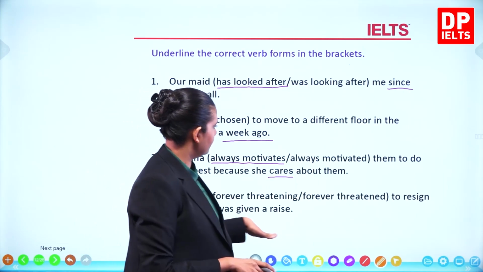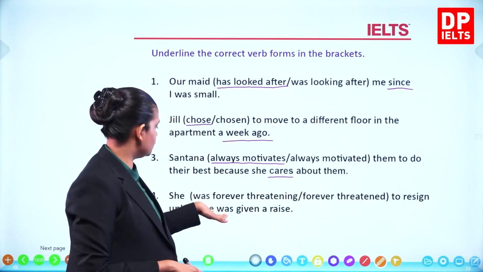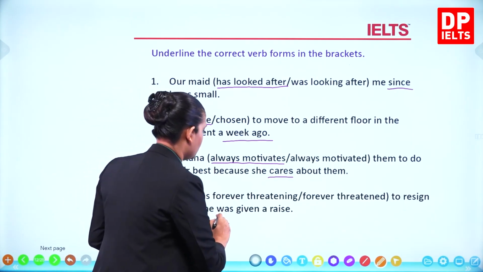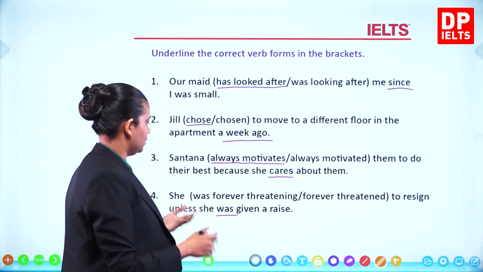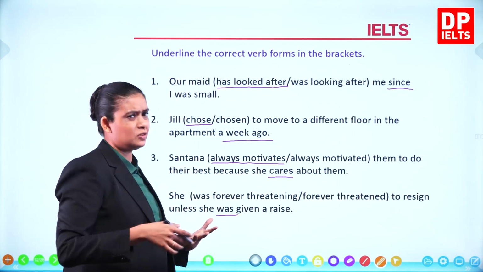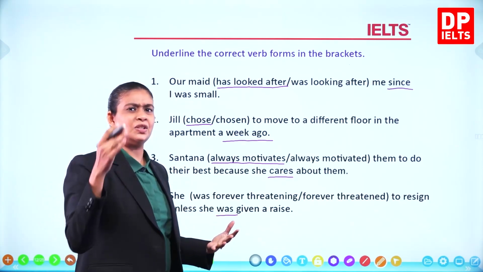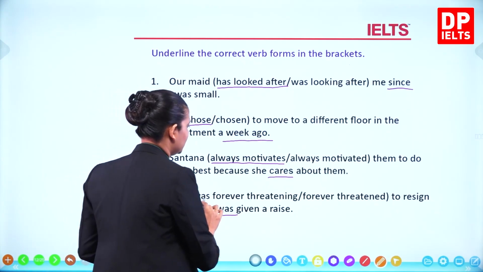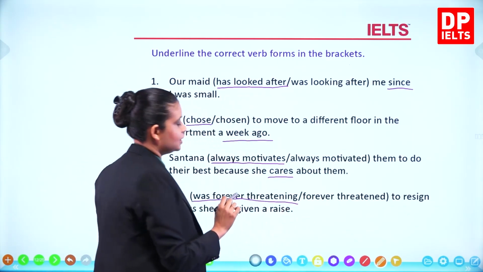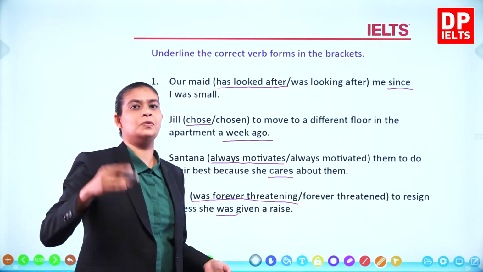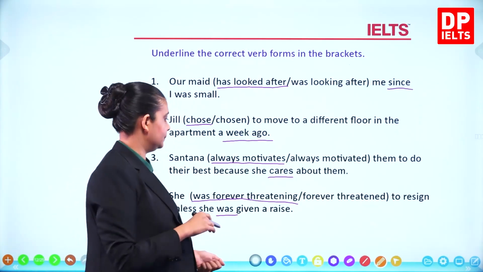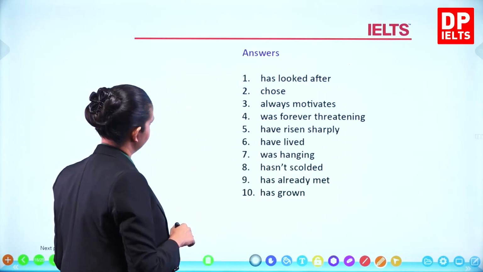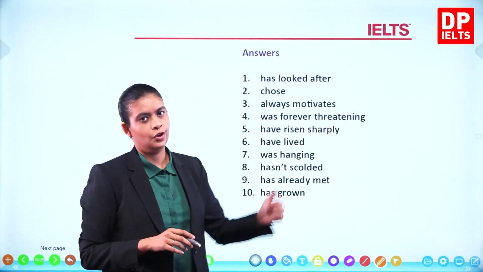She was forever threatening to resign unless she was given a raise, right? So was given what, right? She was keeping on doing it in the past over and over repeatedly. So what was she doing? She was forever threatening. It didn't just stop once. She kept on doing it. Okay? So was forever threatening. And that is your answer.